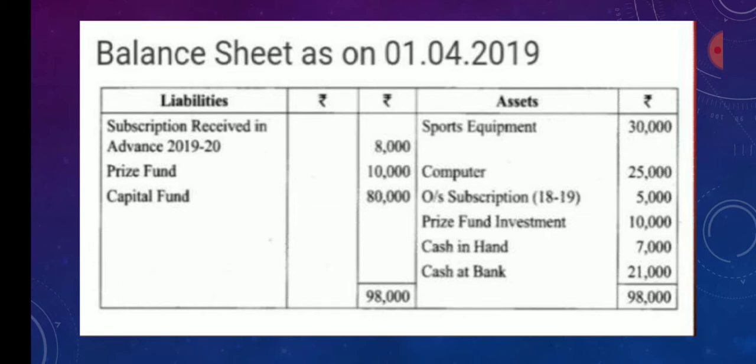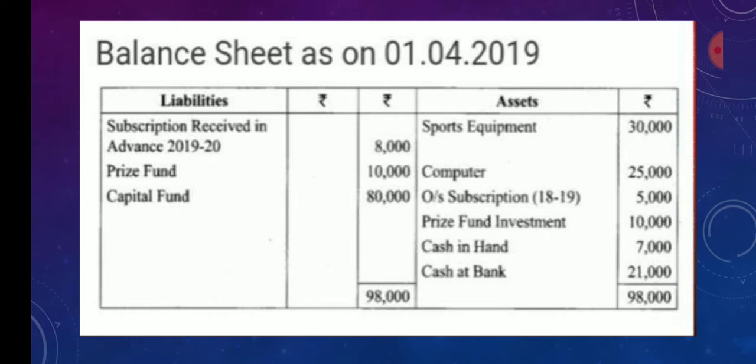liability side. Surplus in the income and expenditure account is added to the capital fund and deficit is subtracted from the capital fund in the balance sheet. The difference between the total of assets and the total of liabilities as at the beginning of the year is the opening capital fund. How to find out the capital fund? With the help of the formula we can find out the capital fund.